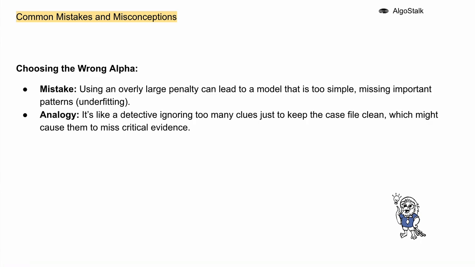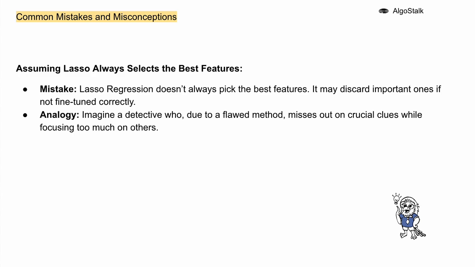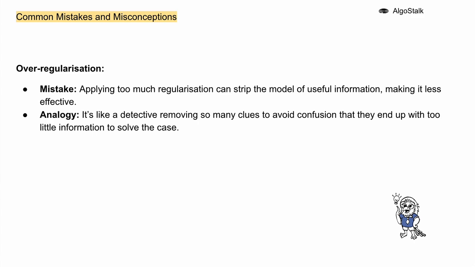miss critical evidence. Lasso regression doesn't always pick the best features. It may discard important ones if not fine tuned correctly. Imagine a detective who, due to a flawed method, misses out on crucial clues while focusing too much on others. Applying too much regularization can strip the model of useful information, making it less effective. It's like a detective removing so many clues to avoid confusion that they end up with too little information to solve the case.